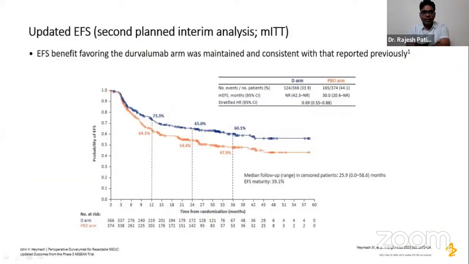If you look at the results, for event-free survival at 36 months, that is at 3 years, in the chemotherapy plus durvalumab arm, the probability of event-free survival is 60% compared to around 40%. The hazard ratio was 0.69, which was statistically significant.